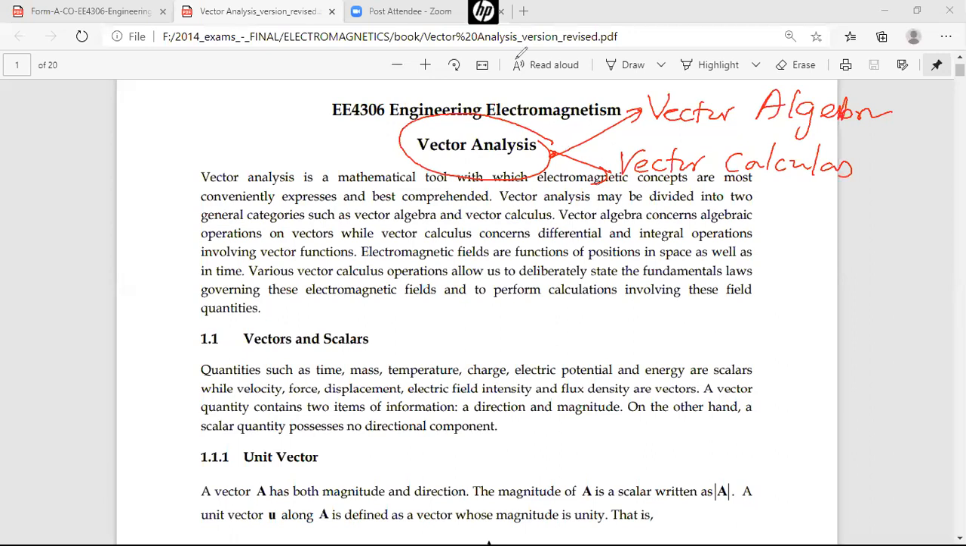In this section, we are focusing on the algebraic operations on vectors. Under this vector algebra, we concern the algebraic operations on vectors. Under this vector calculus, we concern the differential and integral operations involved in vector functions. Keep in mind that in vector calculus, we are concerned with differential and integral operations involving vector functions. So these two areas we are discussing. If you read this first paragraph, you can get some idea.